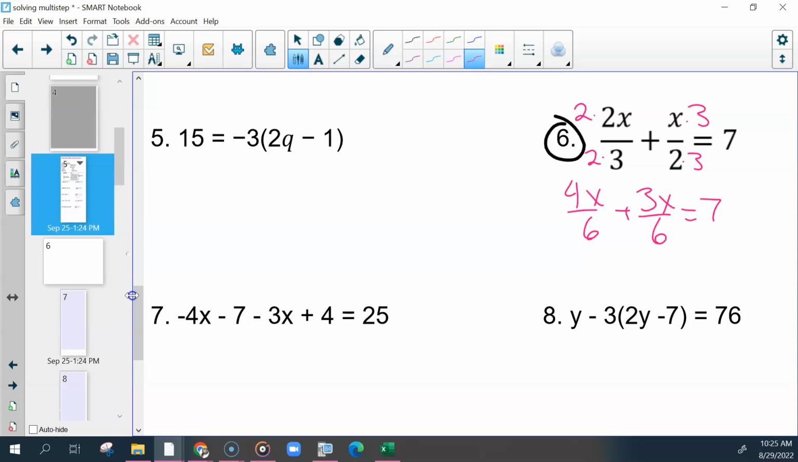Now we have the same denominator, so I can combine these two fractions into one big fraction. Let me know if I'm going too fast. And now we have those like terms, the 4x and the 3x, that we can combine to get 7x. So this has become a little bit easier.